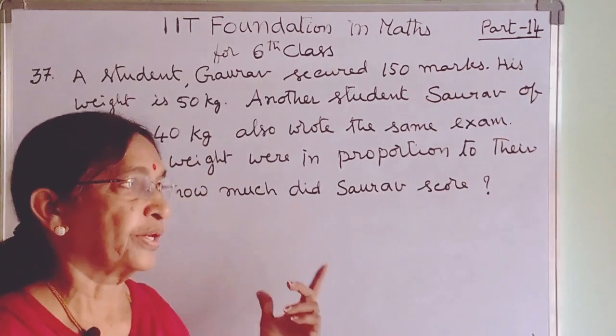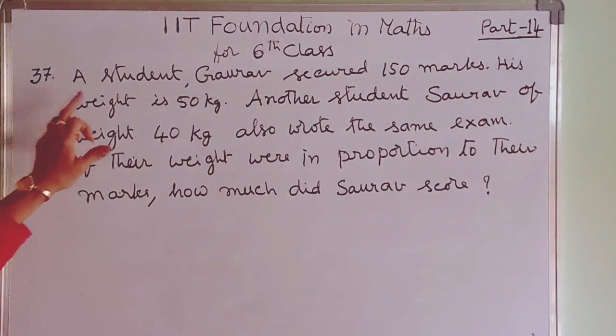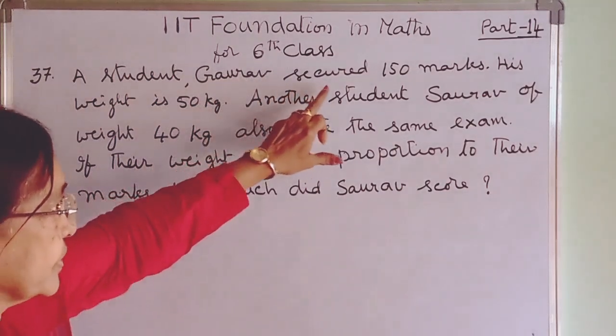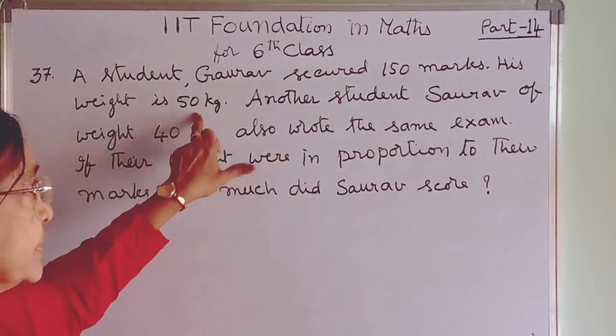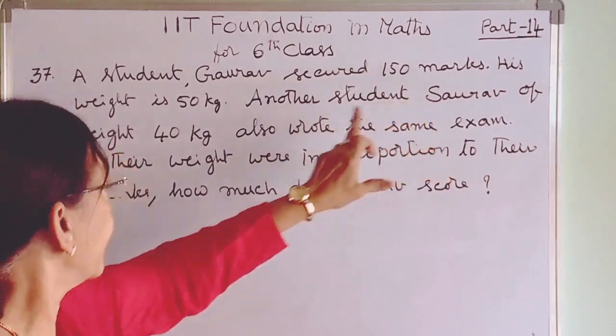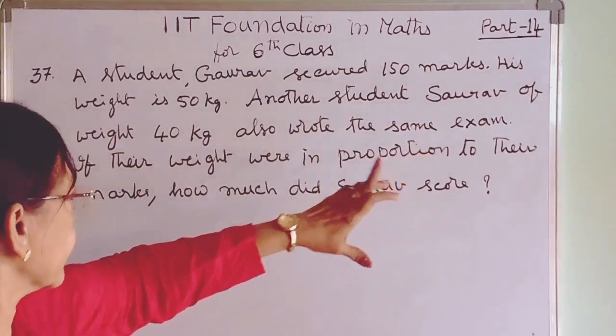Chapter 5 Ratio and Proportion. 37th problem. A student, Gaurav, secured 150 marks. His weight is 50 kilograms. Another student, Saurav, of weight 40 kilograms, also wrote the same exam.